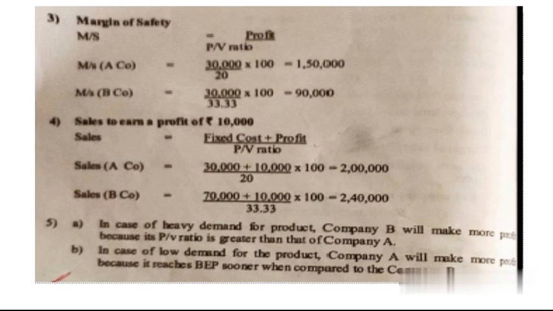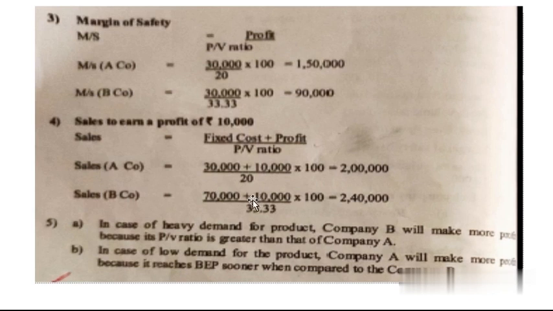So in that case, if you're using that formula, you should be careful. There is no into 100 in some formulas. So here for PV ratio, we will be taking into 100 because it is a percentage. So we will be taking it. So as you're using calculator, you can directly divide by 20%, you will get the answer. So now 30,000 plus 10,000 divided by 20 into 100 will give you 2 lakh.